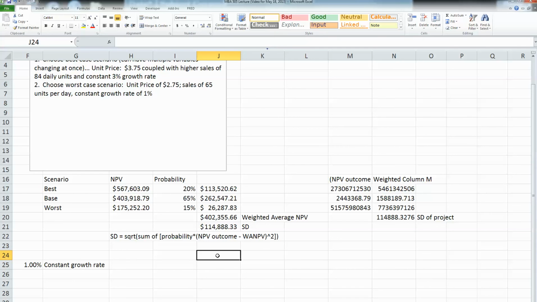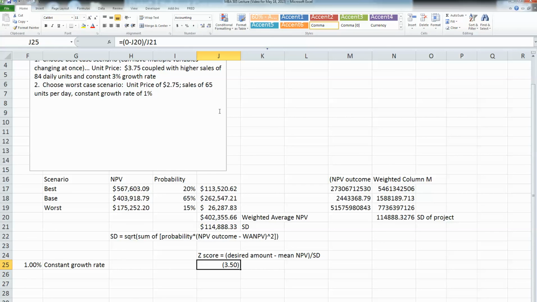So essentially, I won't work it all, but to calculate your Z score, what I would do is take the desired amount, subtract the mean amount, or NPV, and divide that by the standard deviation of the project. So my Z-score would be the desired amount. So if I want to know the likelihood of generating a positive net present value, the desired amount is 0 minus the mean of 402,000 divided by the standard deviation of 114,000.